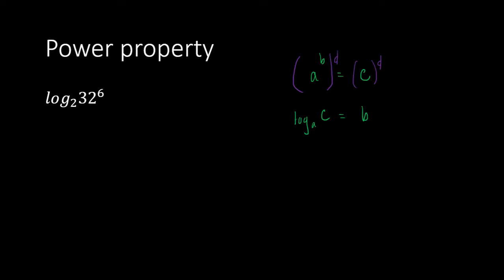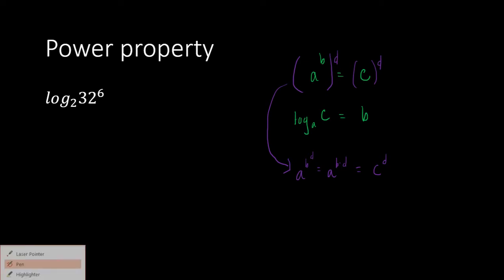Well, thanks to exponent rules, I know that a to the b to the d is the same thing as a to the b times d. Again, this is a rule for my exponents. So a to the bd equals c to the d. Okay, great. But what about converting this to a logarithm? What would this look like?